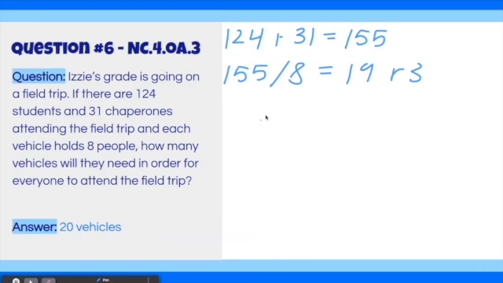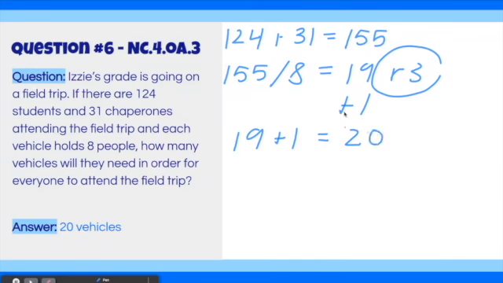So what happens now is, in order for these 3 people to go, you need to add an extra vehicle for them, because the question asks how many vehicles we need in order for everybody to attend, and we can't leave these 3 behind. So you would add 19 plus 1, and then you get 20. So you need 20 vehicles in order for everyone to attend.